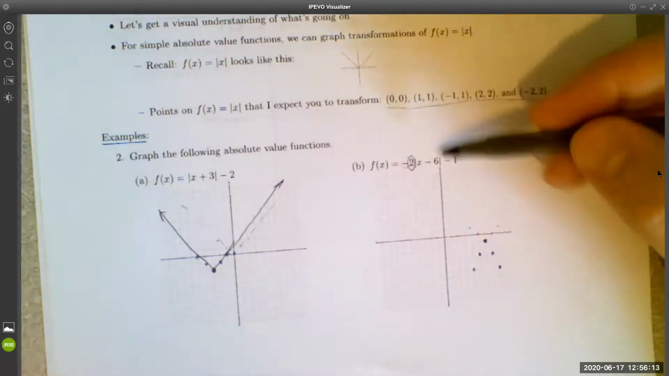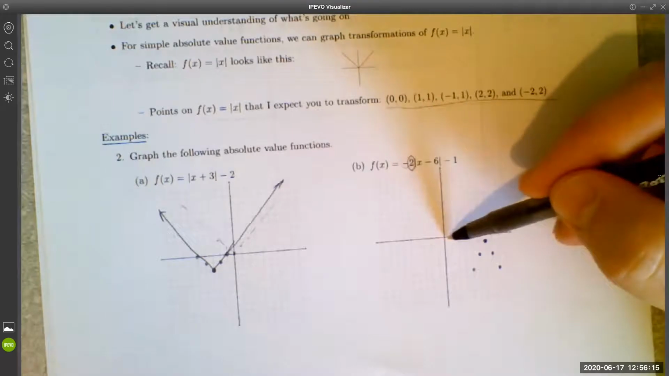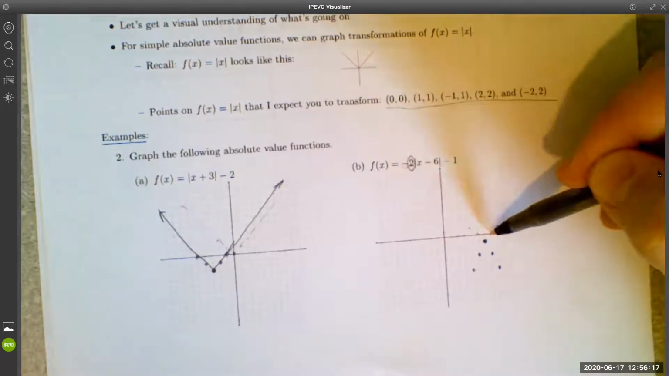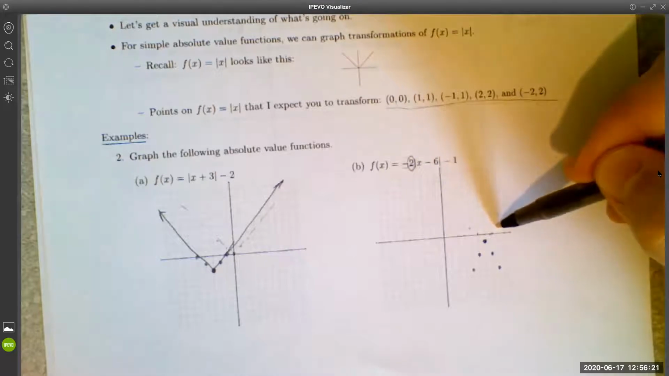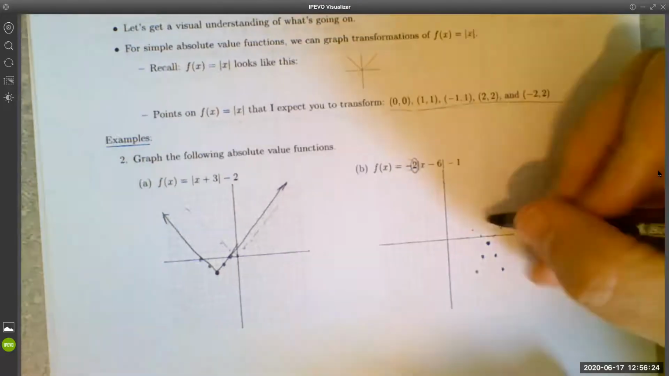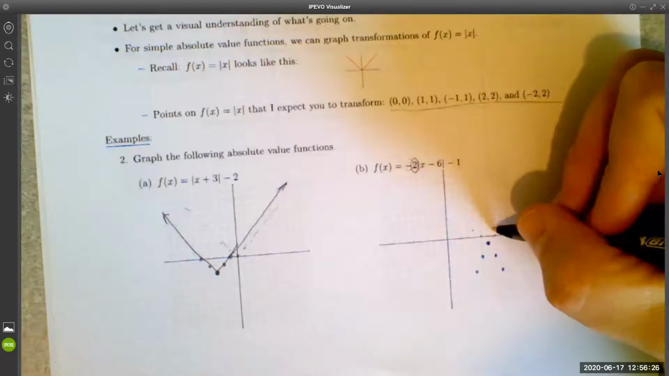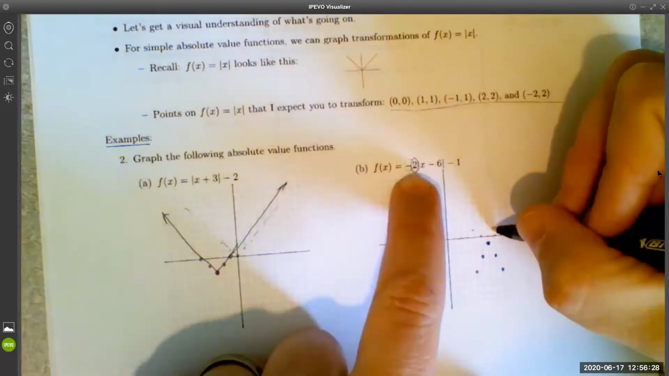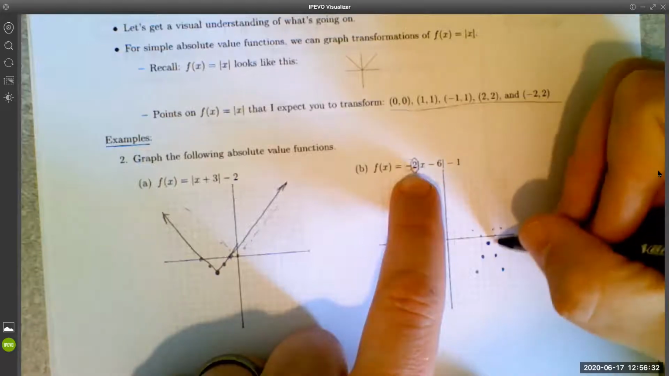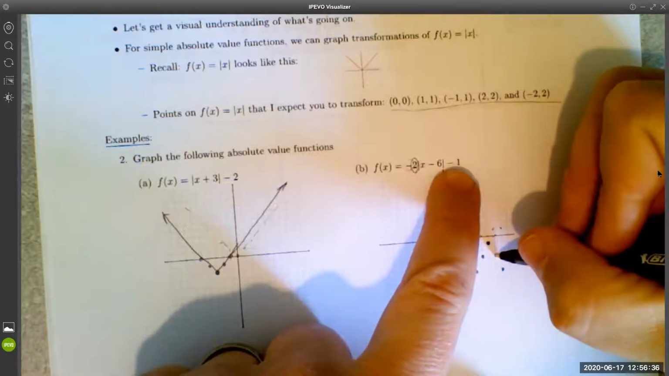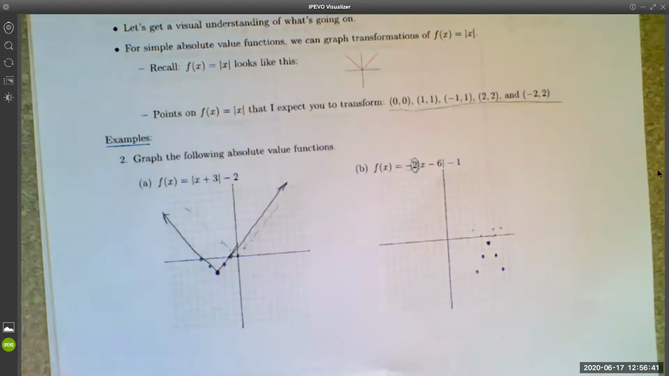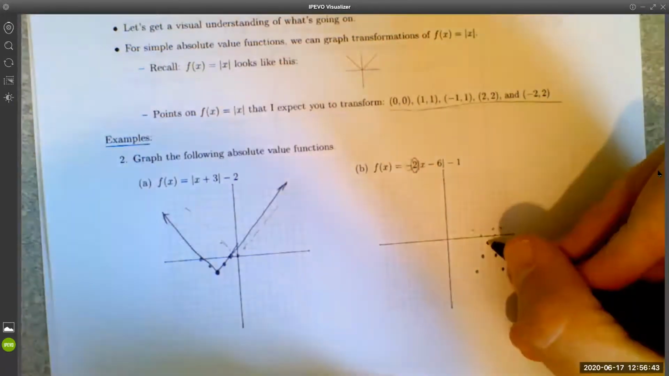1, 1. Well, first it's going to be shifted right 6. So it ends up there. Then the y coordinate is going to be multiplied by -2. So instead of at +1, it's going to end up at -2. And then it's going to be shifted down 1. So it ends up right there, right where we placed it, right? And you could continue doing this for all of the other points on the graph, but that's what it's going to look like.